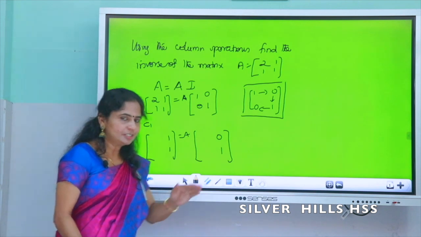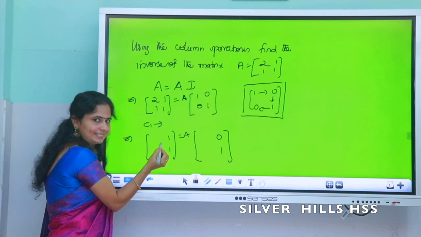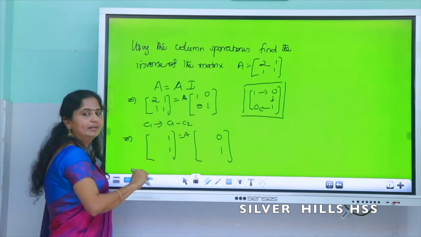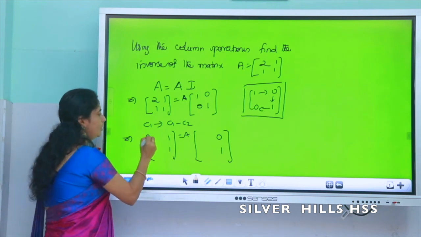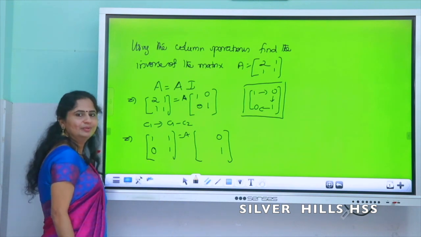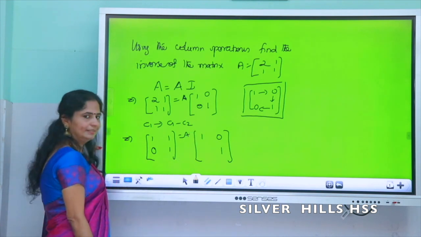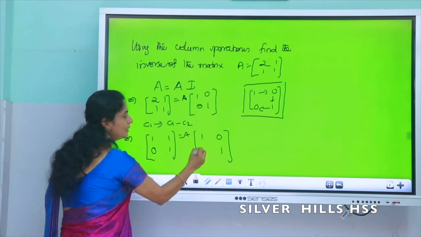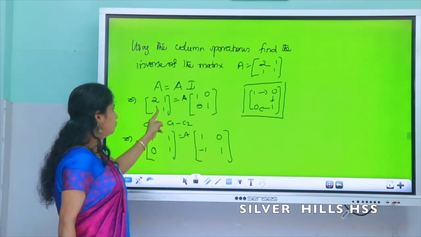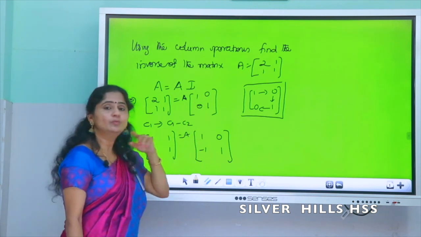The transformation is only in the first column, that is C1 I can write it as C1 minus C2, because 2 minus 1 will give you 1. So, it is 1. 1 minus 1 will give you 0. Similarly, it should be done on this side. 1 minus 0, 1. 0 minus 1, minus 1. Be careful about the sign. So 2 minus 1 is 1, 1 minus 1 is 0. Similarly here 1 minus 0 is 1, 0 minus 1 is minus 1.